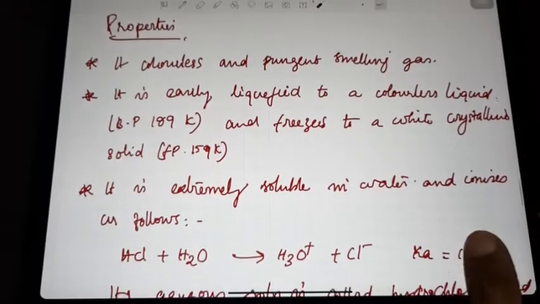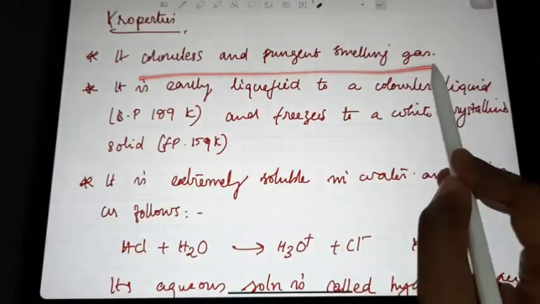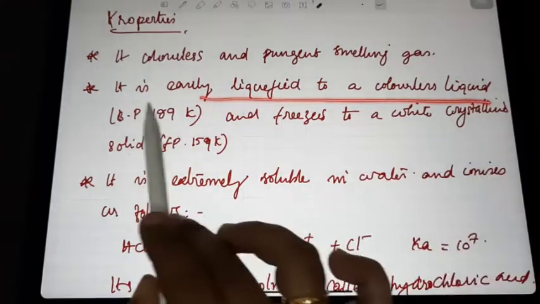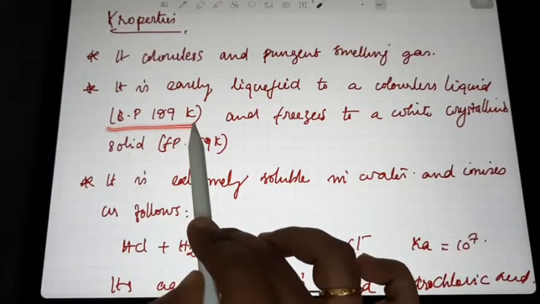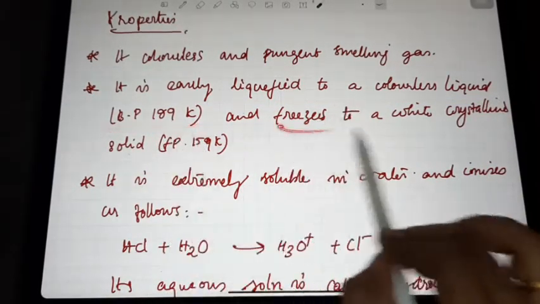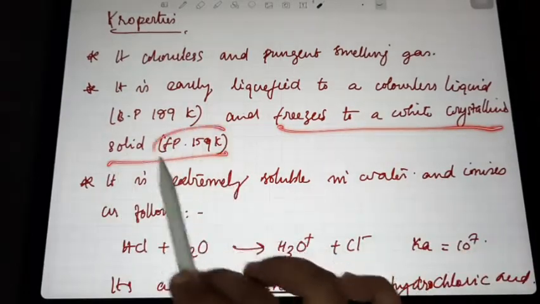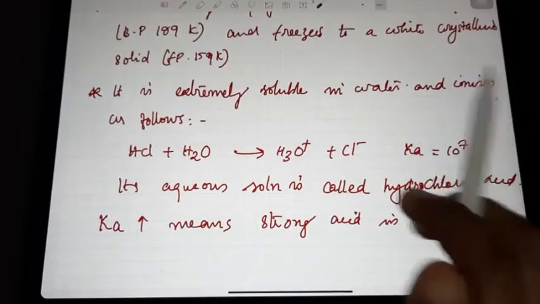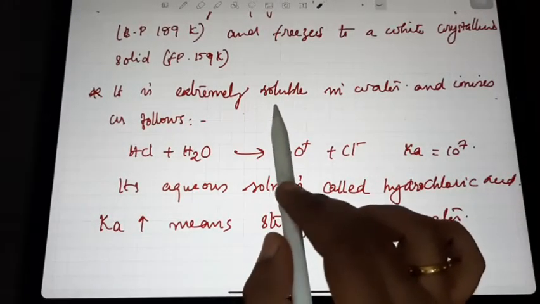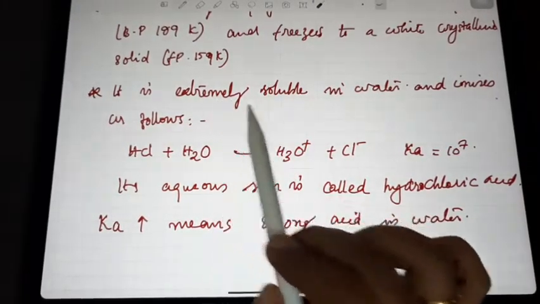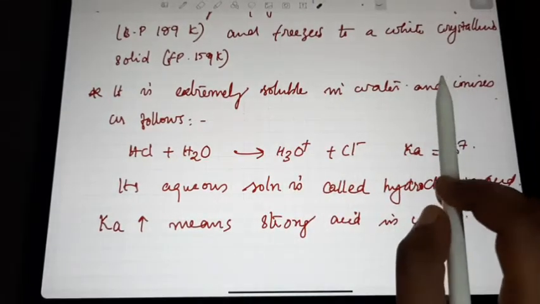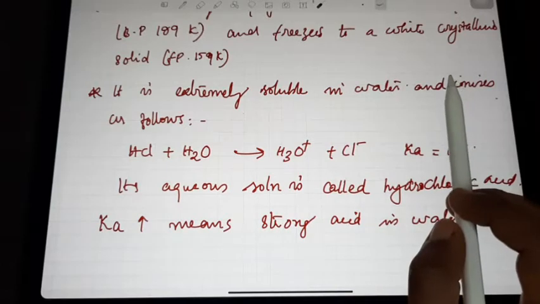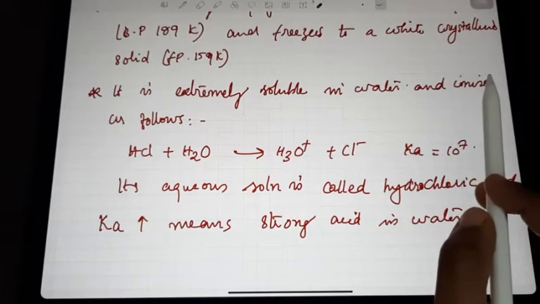Next, properties. HCl is a colorless, pungent smelling gas, and it can easily be liquefied to a colorless liquid because its boiling point is 189 Kelvin. It freezes to a white crystalline solid. Its freezing point is 159 Kelvin, and it is extremely soluble in water. You know that we can add HCl to water. The addition method, dilution of acids with water, how it is done and all that, we already discussed earlier.